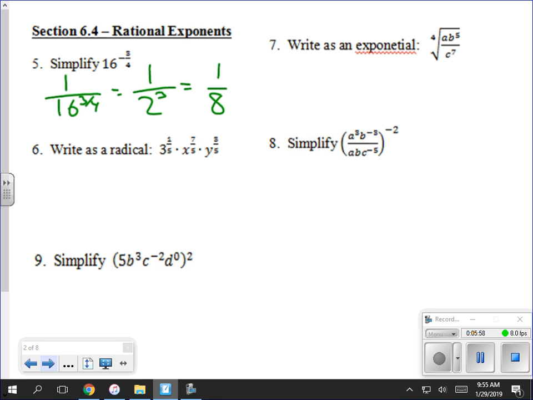Number 6, write it as a radical. In other words, get rid of the fractions, write it as a radical. Your denominator is your root. Each fraction has a denominator of 5. That means I have a 5th root. I have the 5th root of 3 to the 1st, which is 3, x to the 7th, and y cubed.